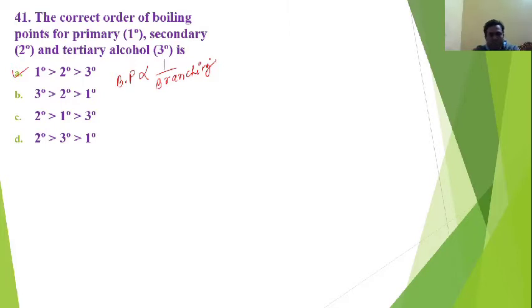Van der Waals force depends upon size. The more the size, the more the Van der Waals force of attraction. The less the size, the less the Van der Waals force of attraction. So boiling point is directly proportional to Van der Waals force of attraction.